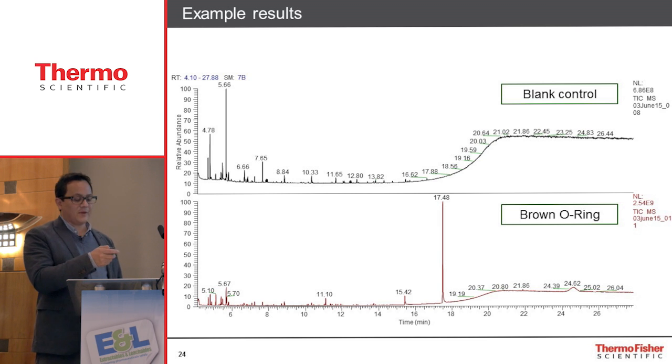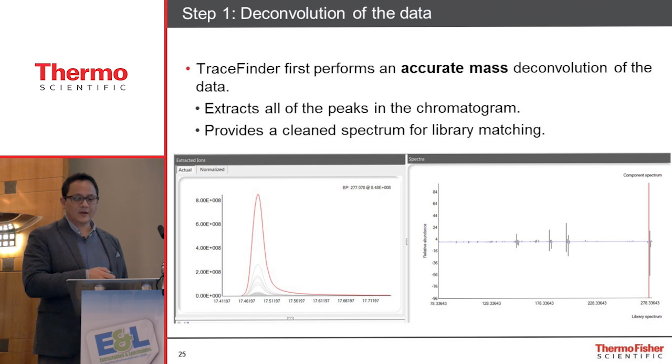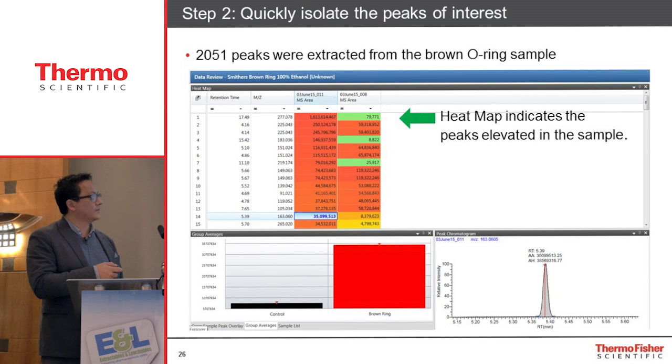Here's just an example of how the software works. Generally, you're running some kind of blank or standard or control with some internal standards. Here's an example of our blank control from our O-rings and one of the results. I think it's fairly clear to see that there were some extractables. The software, as I mentioned, does an accurate mass deconvolution, so all of the ions are pulled out, the retention times are all perfectly aligned, and those ions are built up into our spectrum, a nice clean spectrum. It then library searches that spectrum.